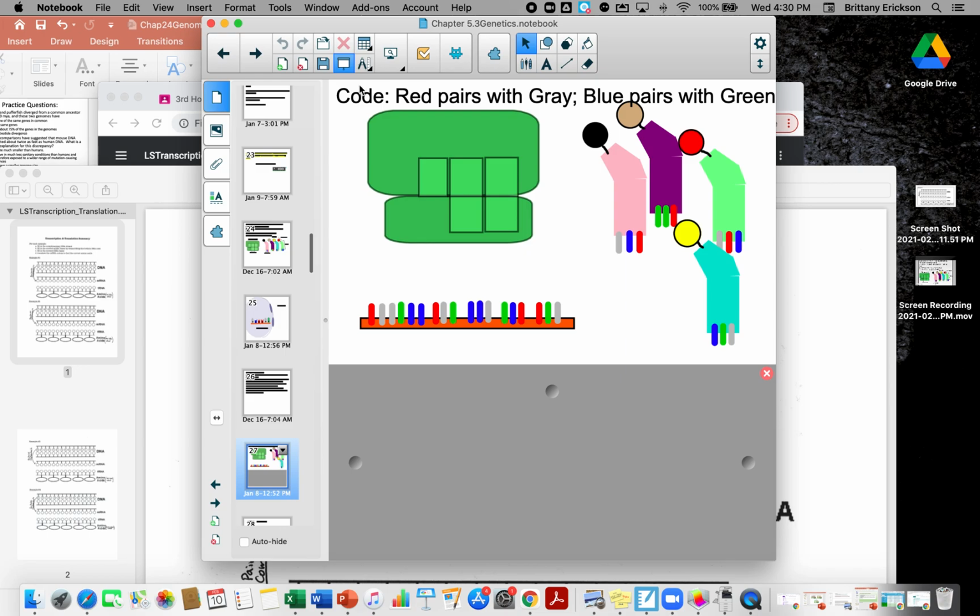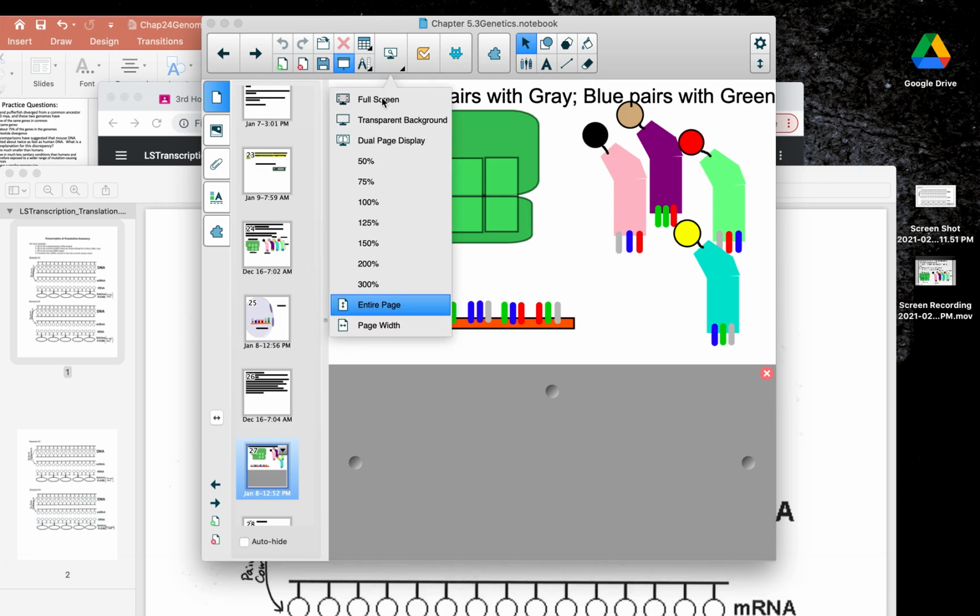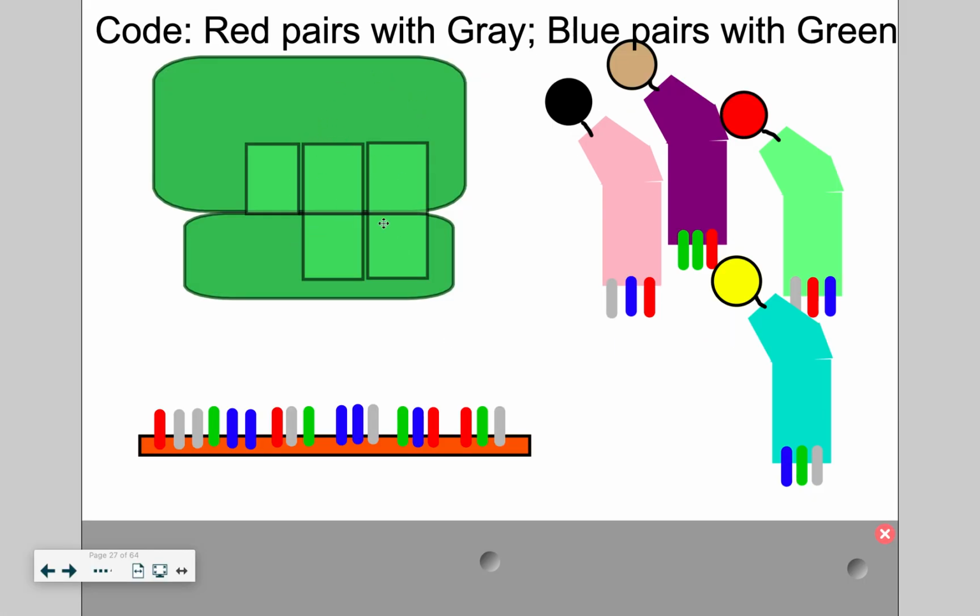Okay, so here we are. Here's my ribosome. This is my mRNA. These are my tRNAs carrying the amino acids. So these heads, or these circles, are the amino acids. The code reads: red is going to pair with gray, blue pairs with green.